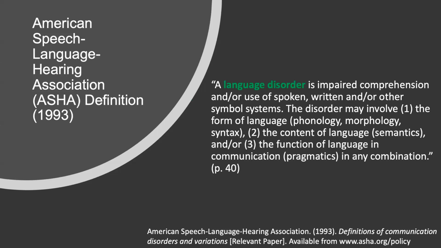So when we talk about primary language disorder, what does that actually mean? According to ASHA's definition, this is from 1993, but it actually has not changed. I tried finding a more current version, and this is the one from 1993. They describe a language disorder as impaired comprehension and/or use of spoken, written, or other symbol systems. The disorder may involve the form of language, so things like phonology, morphology, syntax; the content of language, so things like semantics; and/or the function of language in communication, so things like pragmatics; and any combination of these things. So you might recognize that ASHA is really looking at those component pieces that you learned about in the first half of class.